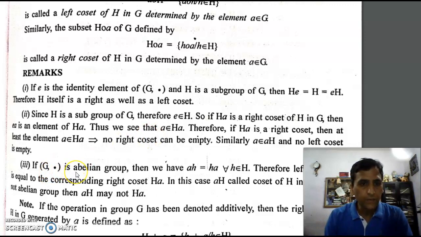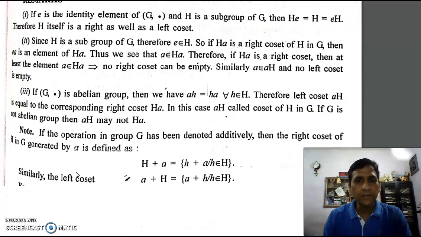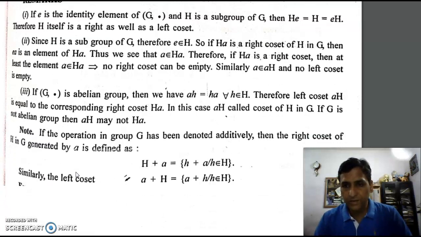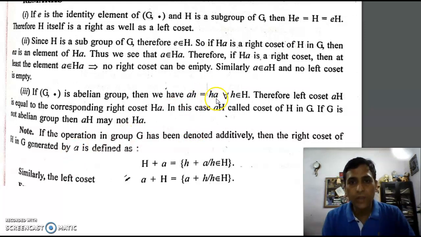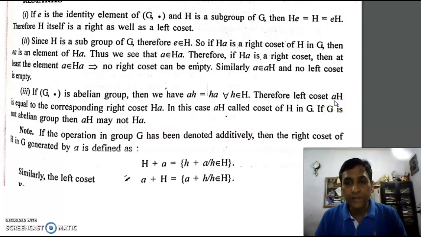In point 3, if our group is an abelian group, and when we say abelian, it means it follows the commutative property, then aH is equal to Ha. This is the property of an abelian group. So if our group is abelian, then left cosets and right cosets are the same, and this will help us in creating a new definition, that is normal subgroups, which we will study in this chapter after a few lectures.